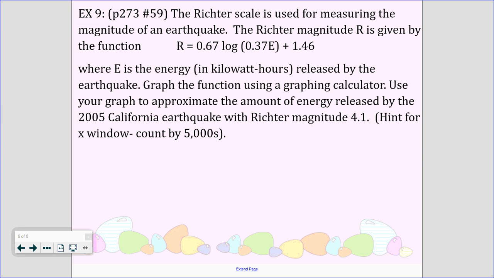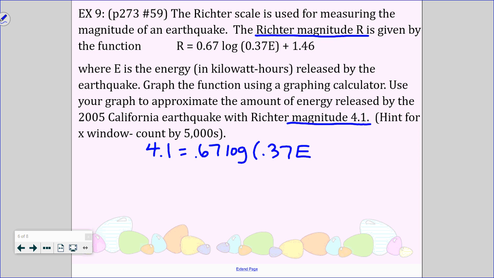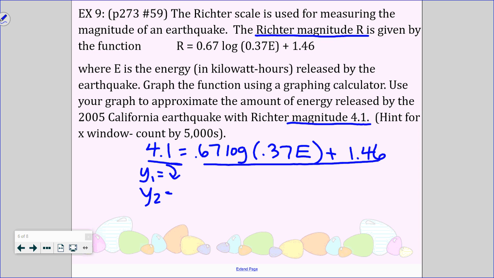So, what we need to look at here is they have given us the magnitude of 4.1. That's a Richter magnitude, which we saw up there is R. So we are plugging 4.1 in for R. And we are needing to solve for E. And this is not E, the number E. This is E, the variable for energy. And we don't know how to solve that by hand yet, so we are going to use our graphing calculator. So our Y1 will be either one of these equations, so we'll put that in Y1, this side in Y2.